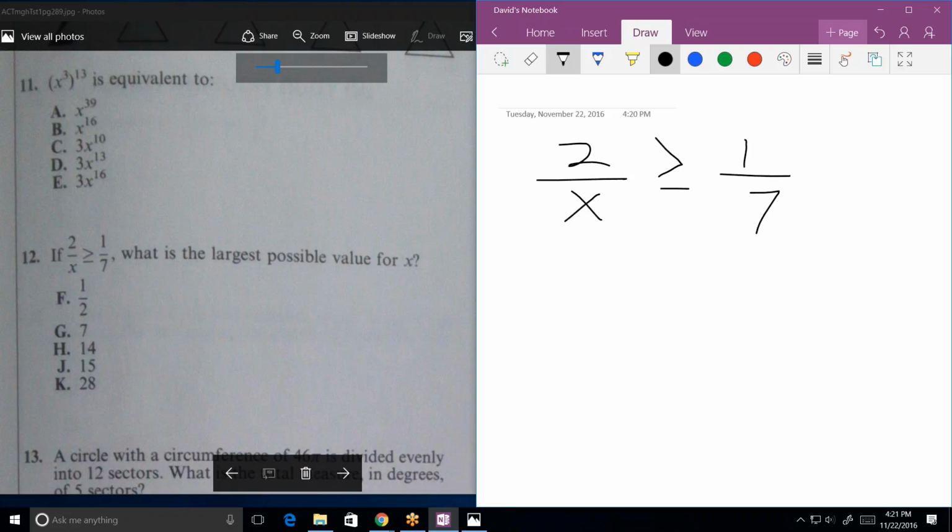In other words, an x of 15, this would not be true. So what are the possible answers? So it is 14. So it's 14 through 28.